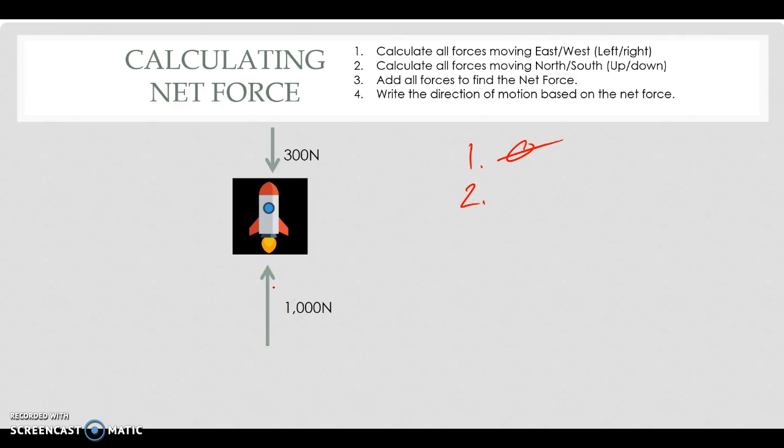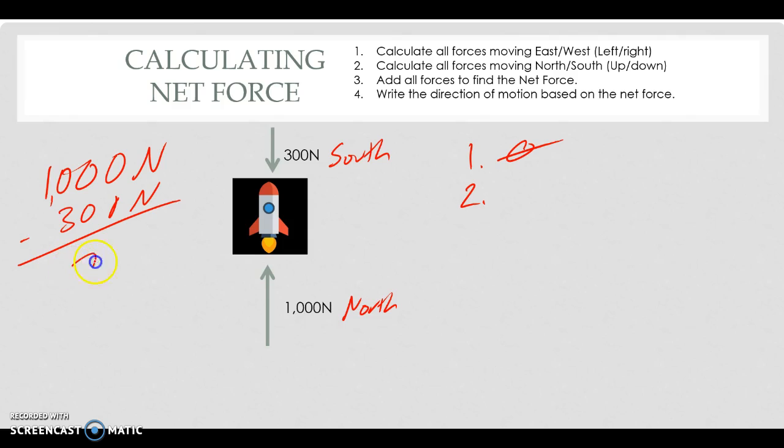Well, I see a northern force here. This is north, and I see south here. So if the north force has 1,000 newtons of magnitude and the south force has 300 newtons of magnitude, and they're working against each other, I'm going to need to subtract 1,000 newtons minus 300 newtons. And that gives us 700 newtons of force in the direction of the stronger force, which is north. So the answer to number 2 is 700 newtons north.